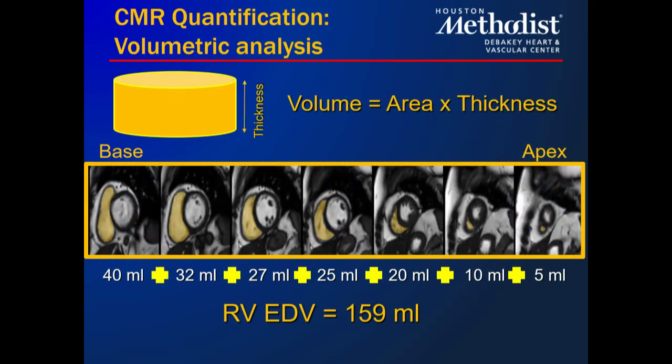We use the Simpson's method where we do serial stacks and then sum up the area, multiply by the thickness, and get the volume that way.